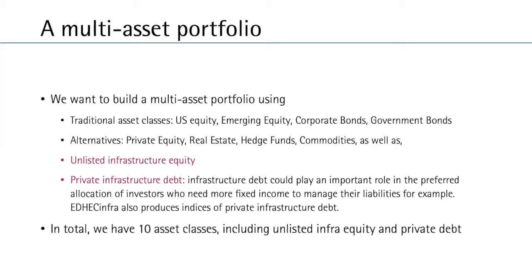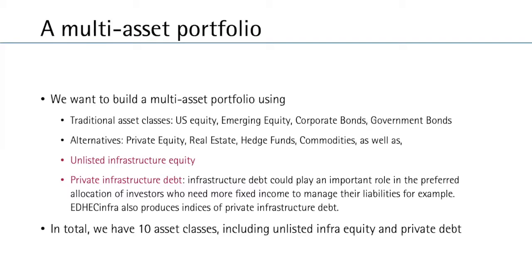So in the portfolio, we have included a mix of 10 asset classes in total. There are 4 traditional asset classes: US equity, emerging market equity, corporate bonds, and government bonds. And in addition, we have 6 alternative investments: private equity, real estate, hedge funds, commodities, and of course, unlisted infrastructure.